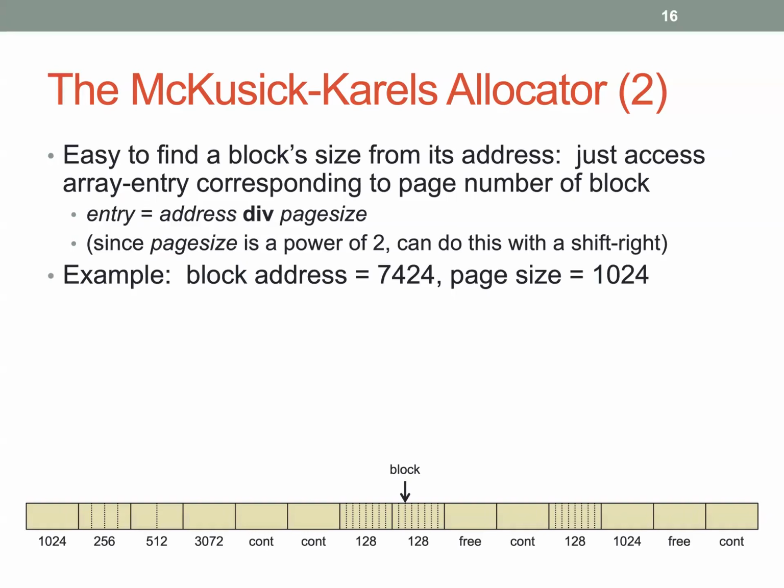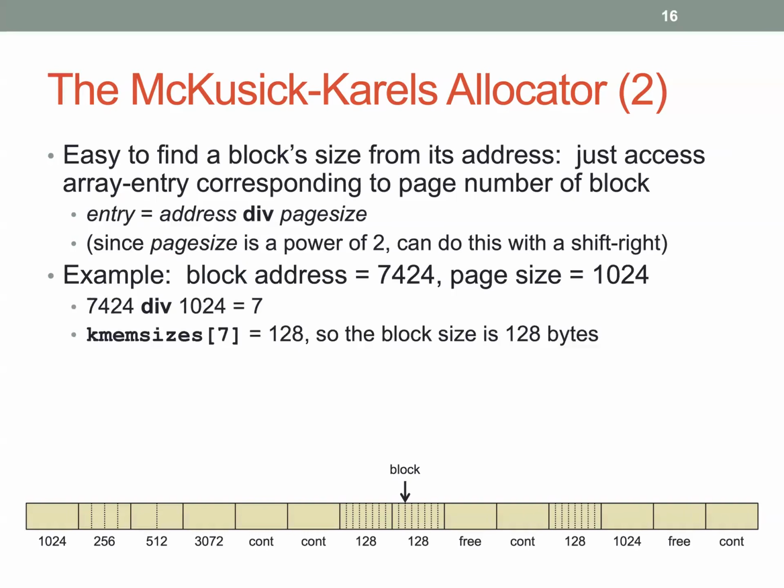Okay, so if we had a block address of 7424 and our page size was 1024, well, that would be divided by 1024, and the result would be 7. What am I trying to say here? And you go look in there and the block size would be 128.